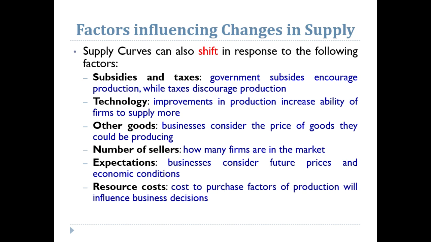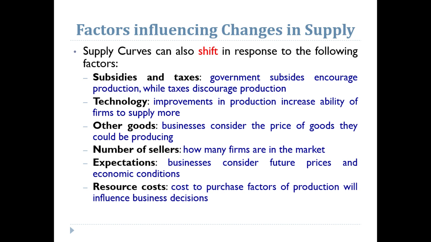The first factor is subsidy and taxes. If the government is providing subsidies to the firms, they will be motivated. As a result, they will produce more, right? And at the same time, in the case of tax, what will happen? When the government imposes tax, it is a demotivation for the producers. It will affect the production. Technology, that is the second factor. When there is a technological advancement, more quantity of products will be able to produce, right? So technological advancement will boost the production. So as a result, it will help to increase the supply, right?